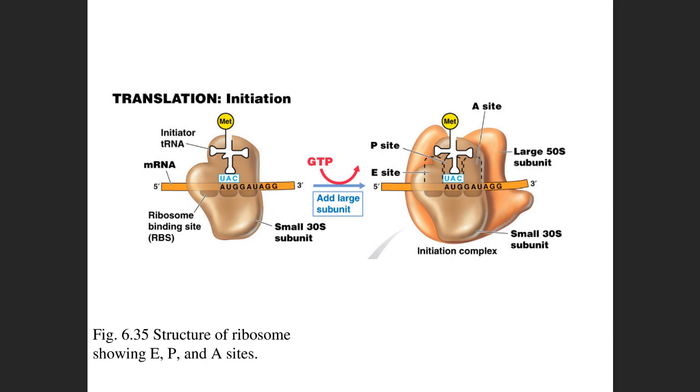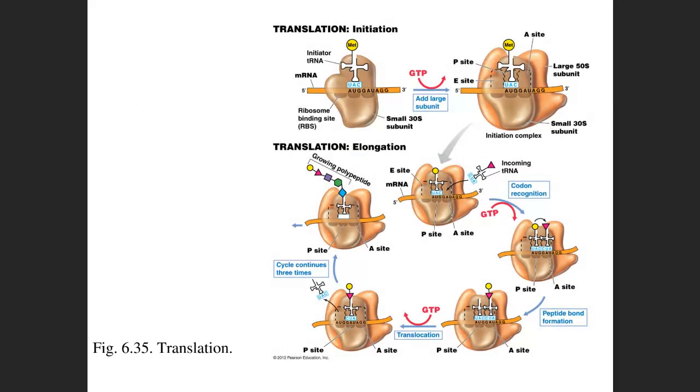So the first amino acid is always methionine, okay? Because the first codon, the start codon, is AUG. And then once it gets in, it needs a GTP to form this complex. So now it's a completed initiation complex, right? To put it in perspective, you have translation initiation starting here. Once it starts, then it can go into a loop.